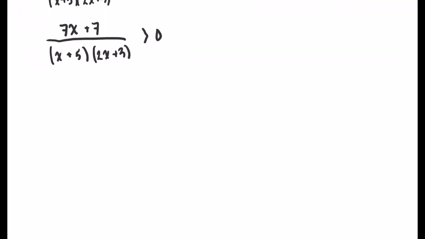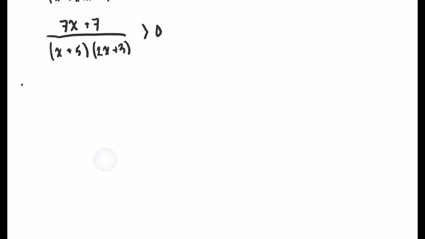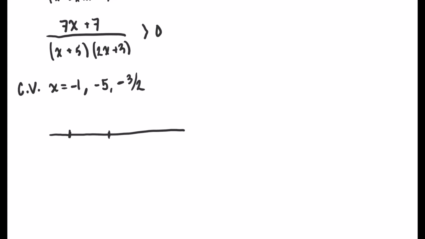All right, now for my critical values. So notice that the critical value for the numerator is going to be negative 1, and then for the denominator it's going to be negative 5 and negative 1.5. Okay, negative 5, negative 1.5, there we go, and then negative 1.